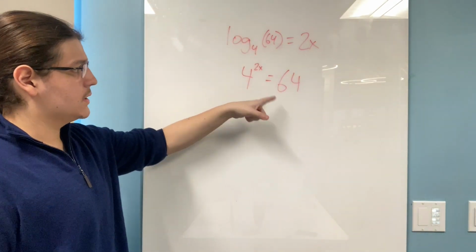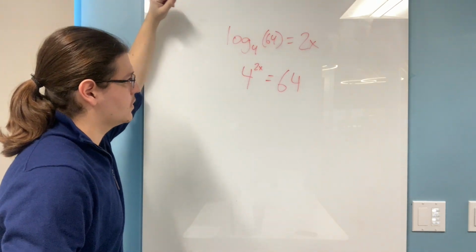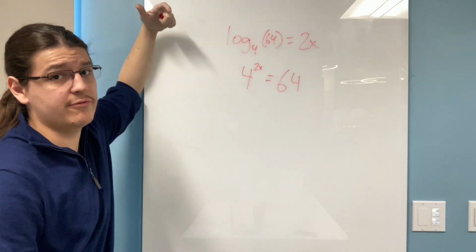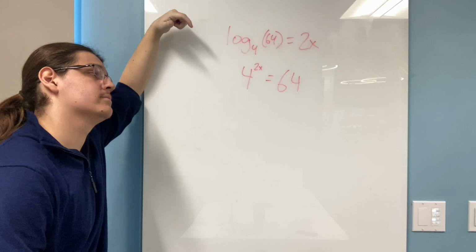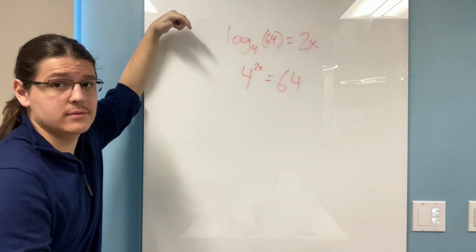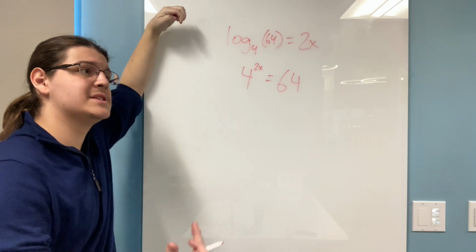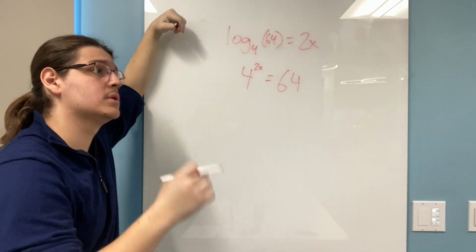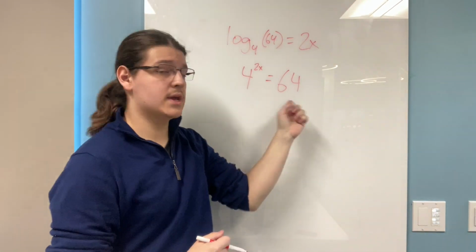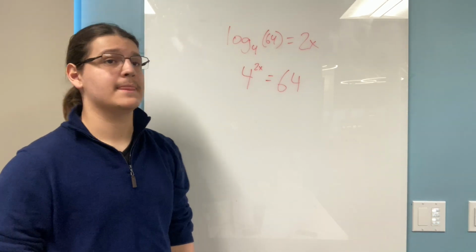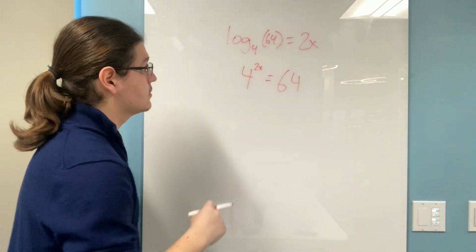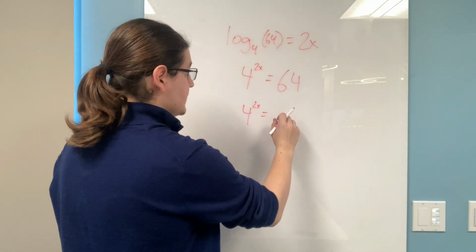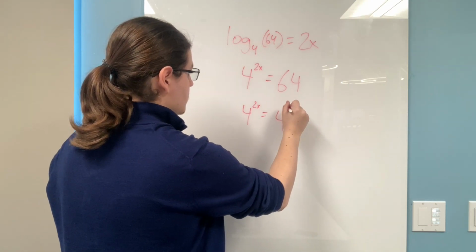Now, let's think here. 4 to the 2x, 64. Well, is 64 a power of 4? Let's think here. 4 squared is 16. 16 times 4 is going to be 64. So 64 right here is the same thing as 4 to the third power. So we have 4 to the 2x is equal to 4 to the third power.